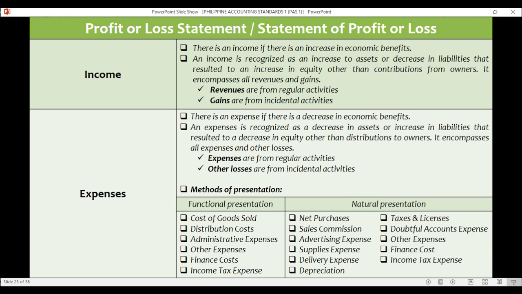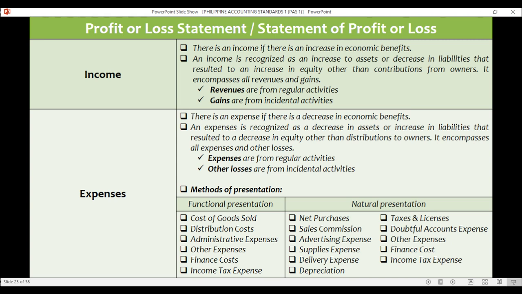Method of presentation: the presentation of our profit or loss statement depends on the presentation of our expenses. We have functional presentation and natural presentation. When we say functional presentation, the profit or loss statement shows the functional presentation of the expenses, showing the cost of goods sold, distribution costs, administrative expenses, other expenses, finance cost, and income tax expense, meaning based on the function. So all selling and promotion activities are under distribution cost.